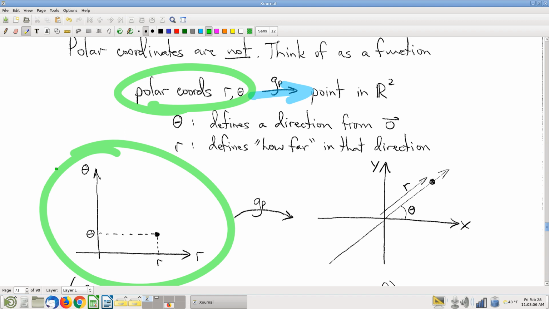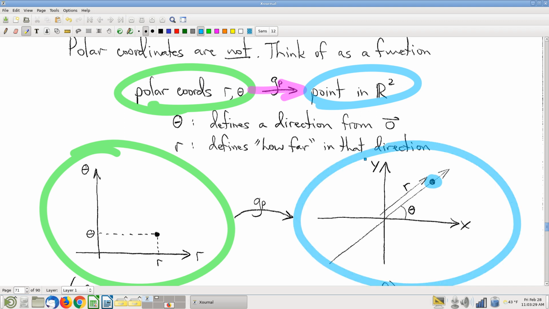Don't worry about why we're calling them r and theta just this moment, but if you give me an r and a theta, then out is going to come, I used the wrong color, I wanted that to be purple. If you give me an r and a theta, which you might think of as a point in the r theta plane, then out comes a point in R2. And that point in the xy plane is determined as follows.